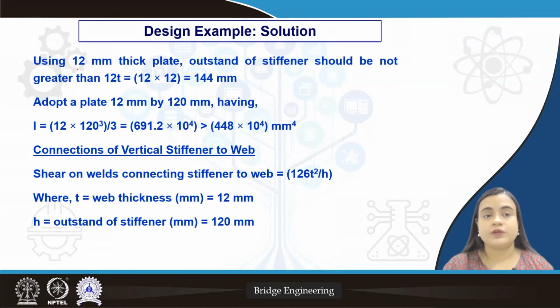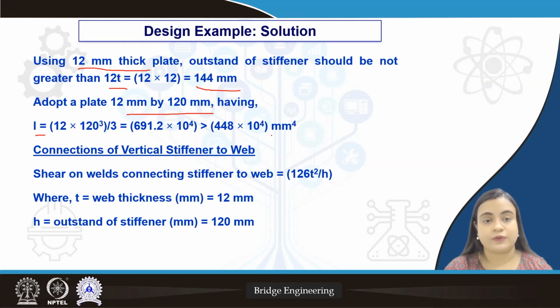Now if we go for using 12 millimeter thick plate, the outstand of the stiffeners should be not greater than 12T, that is 144 millimeter. If we use 12 millimeter by 120 millimeter plate, then I will be obtained as 691.2 times 10 to the power 4, that is greater than 448 times 10 to the power 4 millimeter to the power 4.